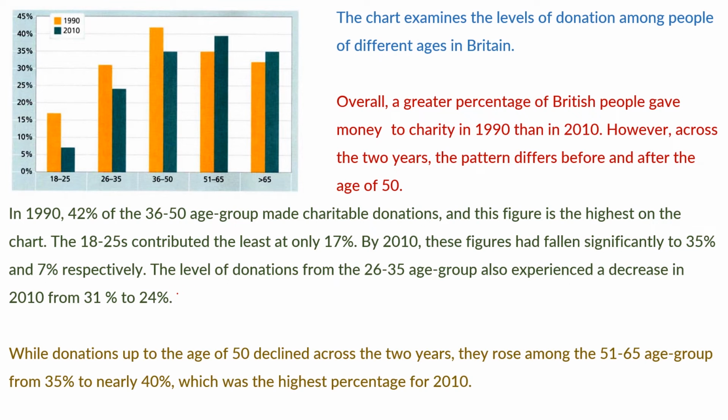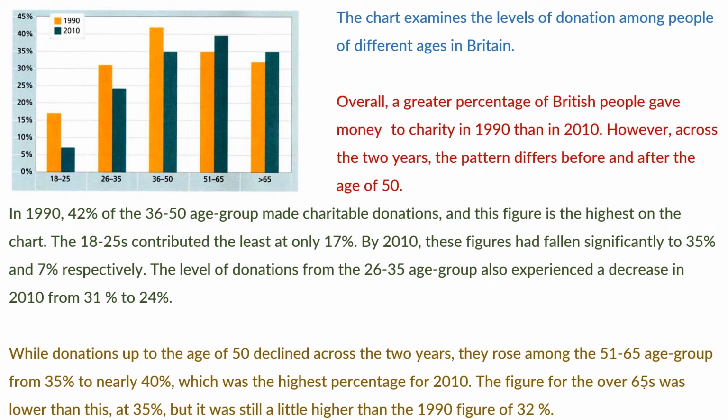Right. Finally, the last paragraph, which can be an interesting information. While donations up to the age of 50 declined across 2 years, they rose among the 51 to 65 age group from 35% to nearly 40%, which was the highest percentage for 2010. Now, this is some extra information provided in the last paragraph. And the last sentence would be: the figure for the overall over 65s was lower than this at 35%, but it was still a little higher than 1990s figure of 32%.